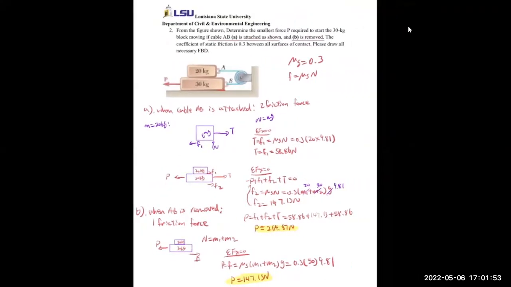Okay. All right. So let me explain this over again. When cable AB is attached, it requires 264.87 newtons. It requires this much force in order for these two things to move. But when cable AB is not there, it only requires you to exert 147.15 newtons of force. It's reasonable, right? Because this tensional force right here is resisting you pulling it back. So it requires you to exert more force in order for those two objects to move if there's cable AB resisting.